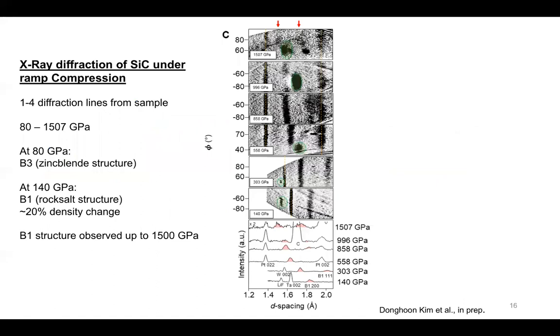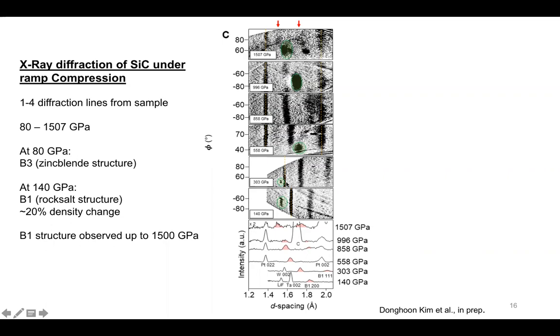So the experiments ran from 80 GPa all the way up to 1500 GPa, and 1 to 4 diffraction lines are observed from the sample, mostly 1 or 2. At 80 GPa, the B3 zinc blende structure was observed. We weren't really focusing on low pressure, so the next pressure was 140 GPa, and there we observed the B1 rock salt structure. It's known from static and shockwave experiments. There's a very large density change associated with this transition, by like 20%. But then we observed the B1 structure all the way up to 1500 GPa.